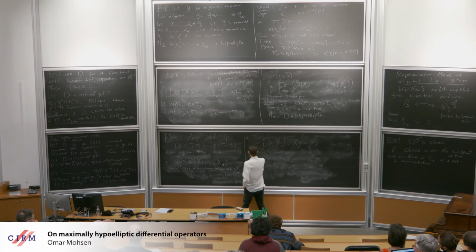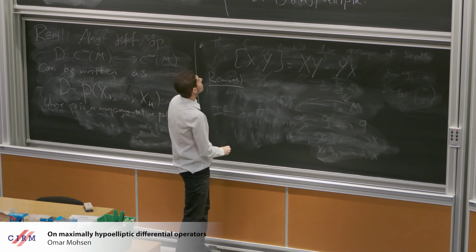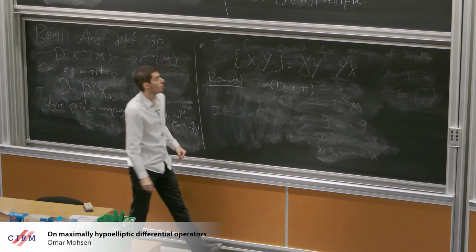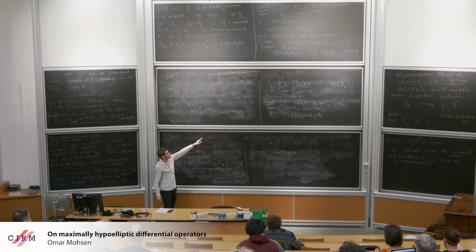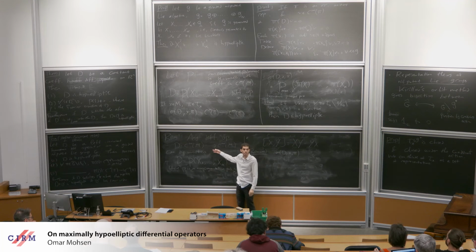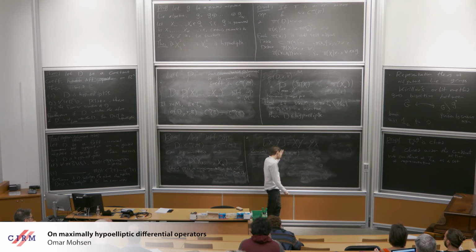The second remark, this thing. When I define this, I used the polynomial in the vector fields. I had to take P of max x pi, so I implicitly wrote my differential operator as a polynomial in the vector fields. I can always do this by this remark. So the second remark, actually it's a theorem. This one's much harder to prove.